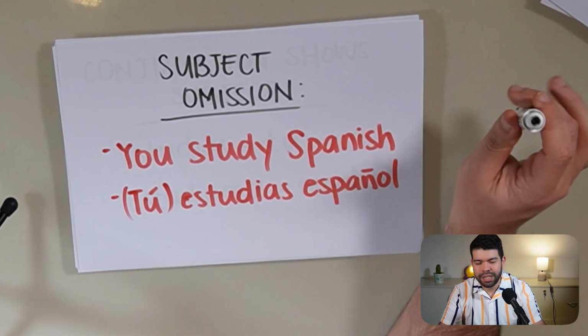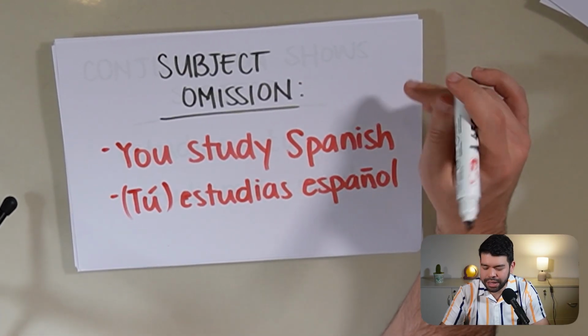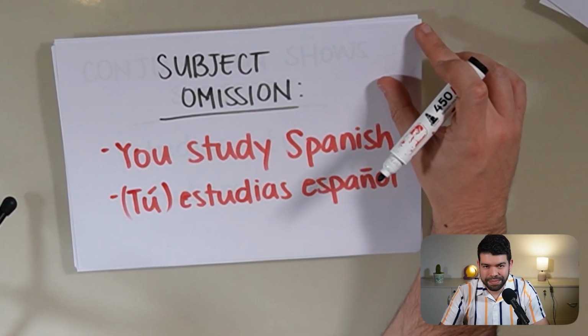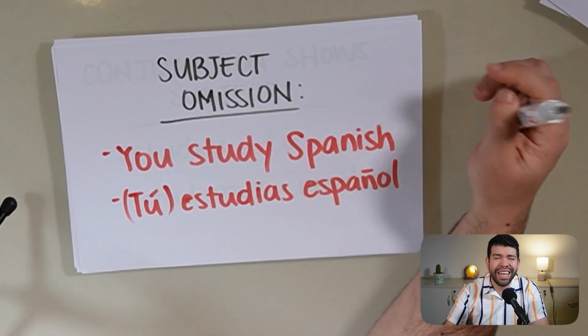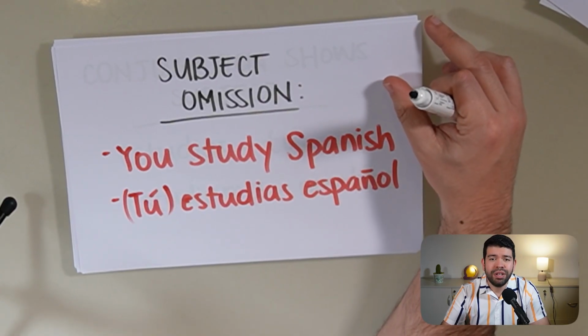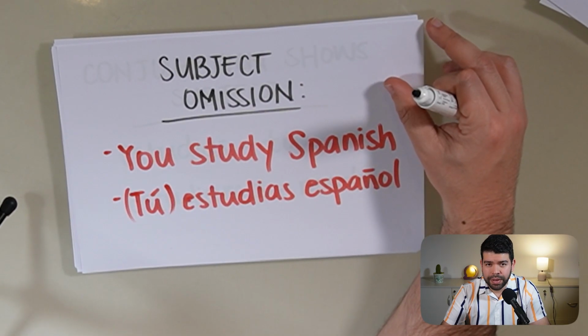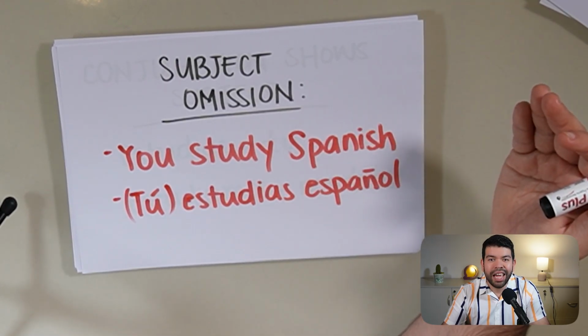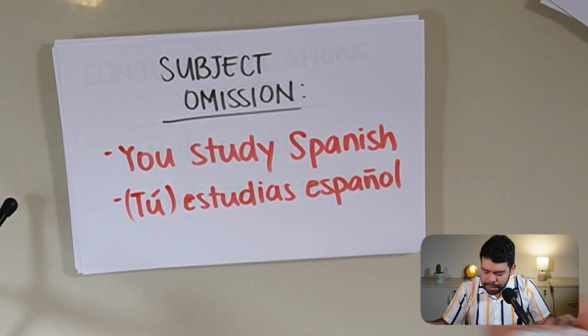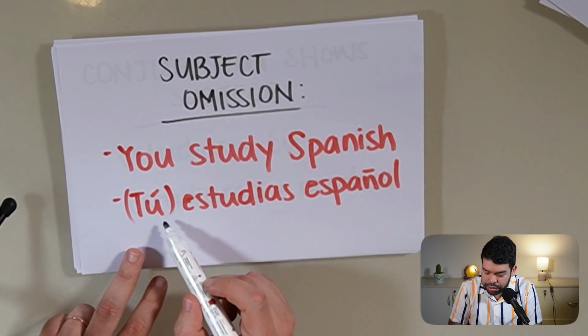Let's move on to the second different sentence structure. Number two is the subject omission. In English, we say, for example, you study Spanish. If we erase the subject like this and leave just study Spanish, it doesn't make sense. It sounds like an order, right?